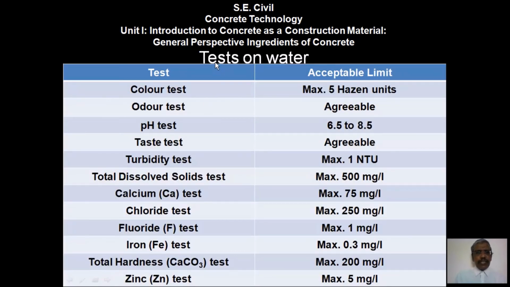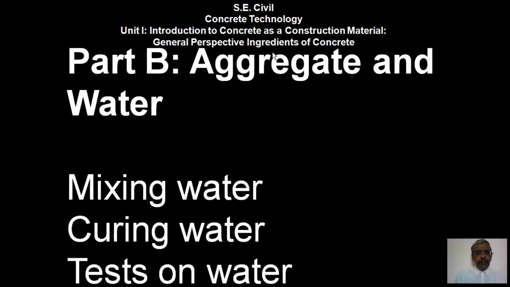So you have to do the test on the water. Color test maximum 5 Hazen unit, odor test agreeable, pH 6.5 to 8.5. It indicates that the water should be potable water. So we have seen in part B aggregate and water, mixing water, curing water and test on the water.